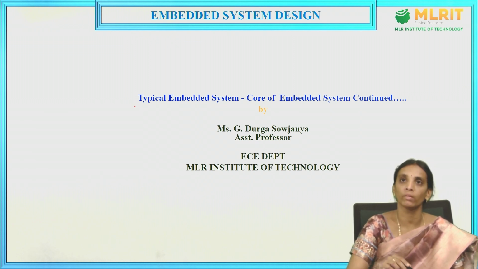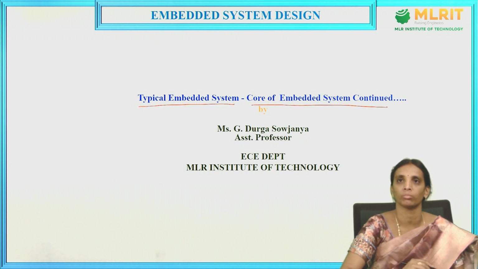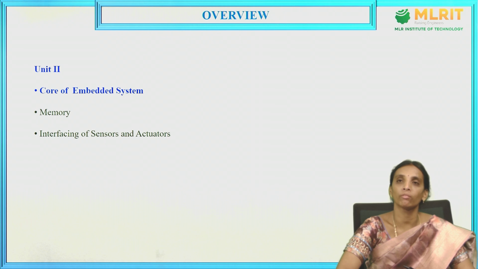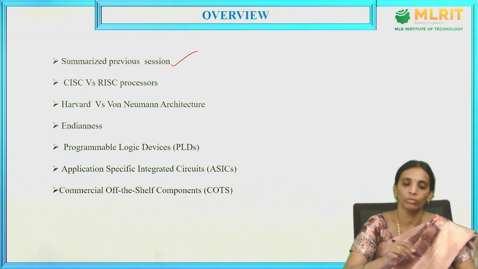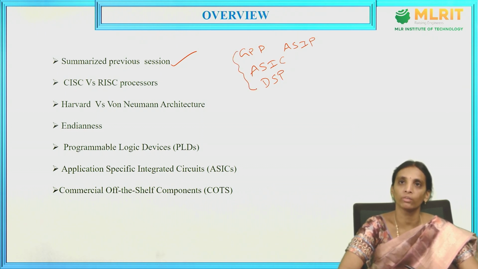In the last session, we discussed part 1 of the typical embedded system, the core of the embedded system. So we will continue that session. The core is mainly the brain of the embedded system. We discussed what processors are available for designing the core: general purpose processors, application specific instruction set processors, application specific integrated circuits and digital signal processors. These were all discussed in the last session. Now we are continuing with that session.